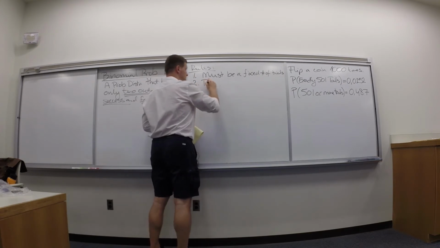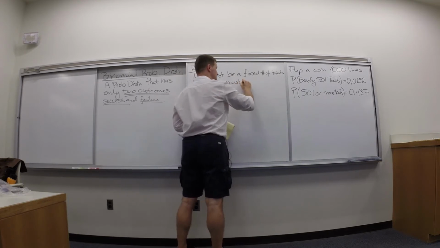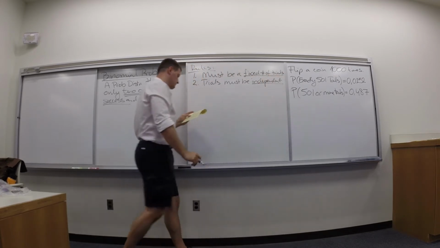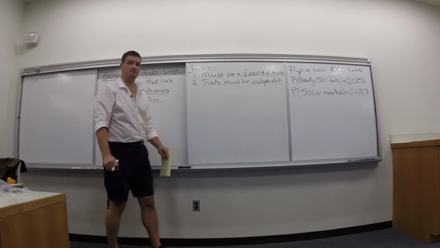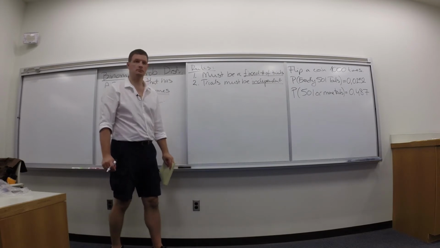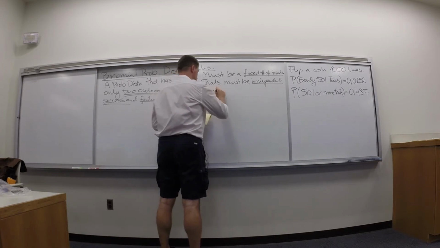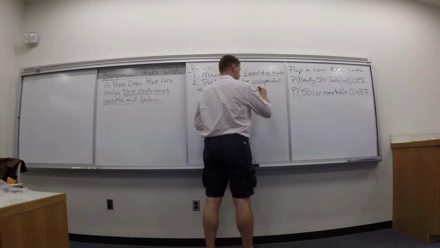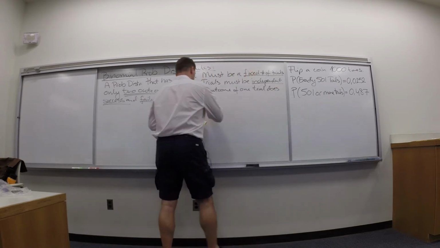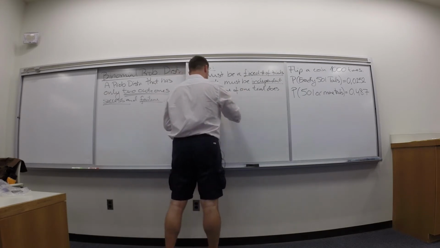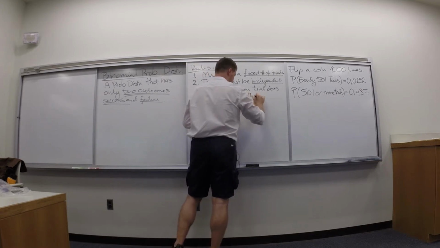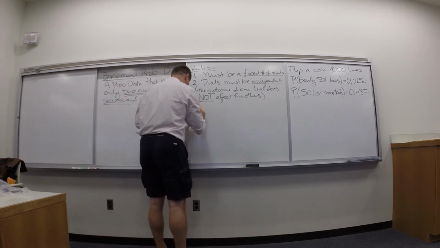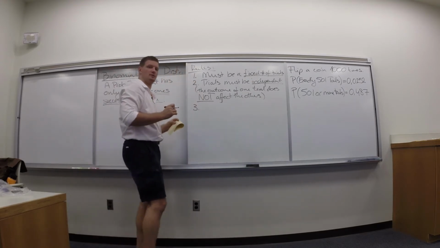2, trials must be independent. Fixed number of trials, what does it mean to be independent? Not affect others. Exactly. The outcome of one trial does not affect others. 3. 3 is relatively obvious. There's only 2 outcomes.